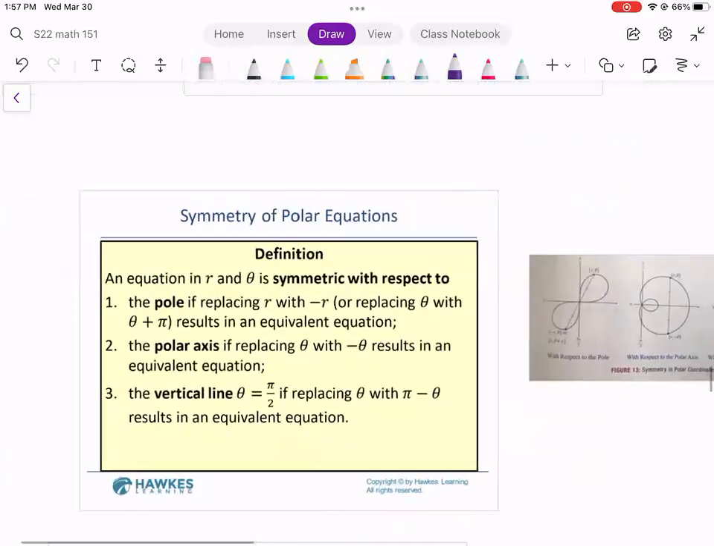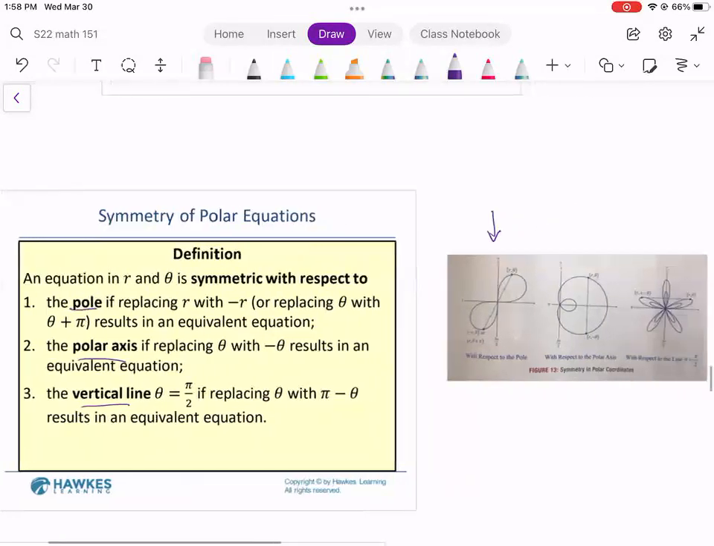Another opportunity you have is to use symmetry in polar equations. An equation in both r and theta is symmetric with respect to either the pole, the polar axis, or a vertical line. It's symmetric to the pole, as shown in this first picture, if we replace r with negative r and get an equivalent equation. It is symmetric to the polar axis, in other words, what we picture as kind of the x-axis, if we replace theta with negative theta and get an equivalent equation.